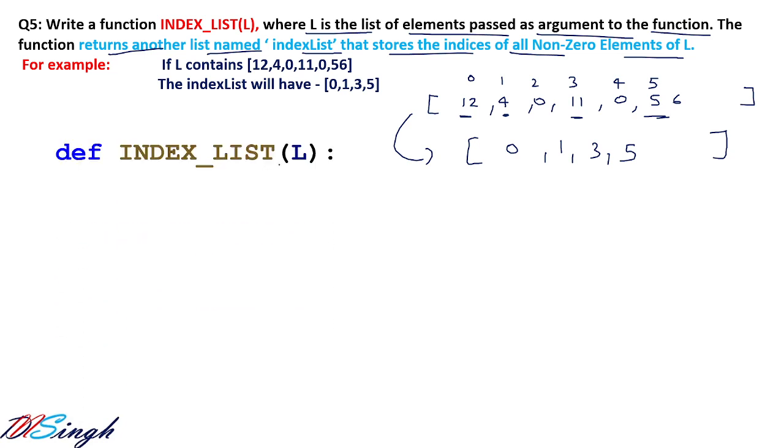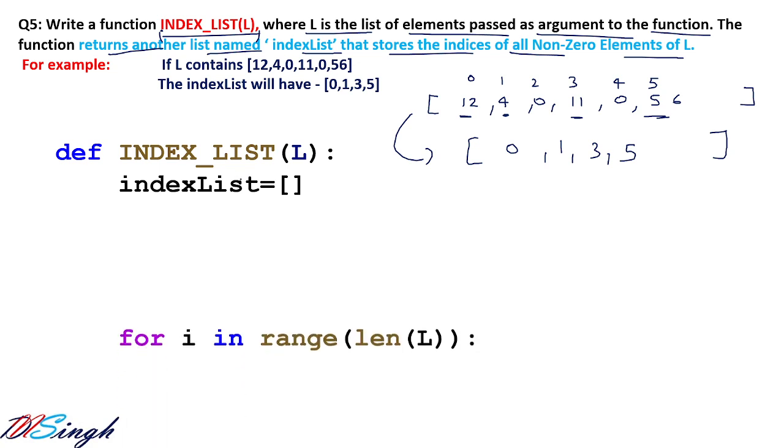Let us read the list from the user. Define a function def index list. We will pass that list in the argument. From where will this header come? Header will be declared here. So header will come from there. Next is index list. Inside index list we have created a new list which will hold the indexes of non-zero elements.